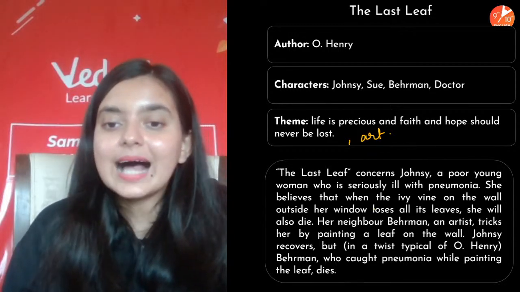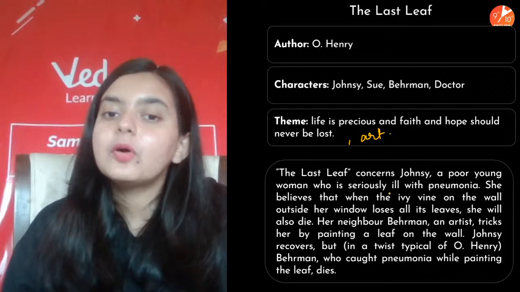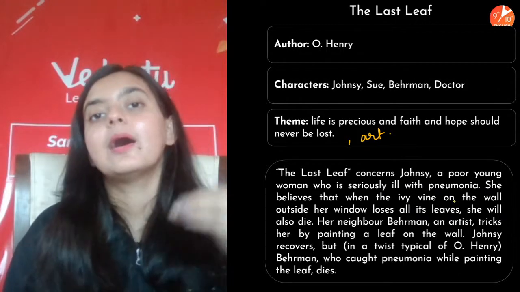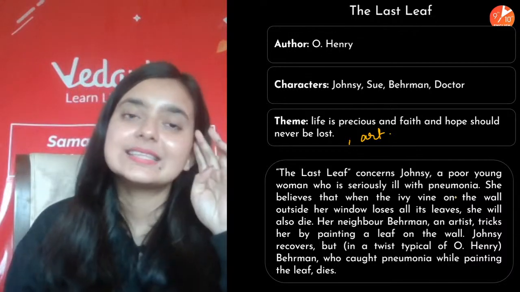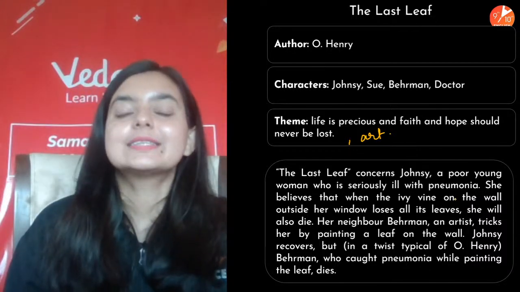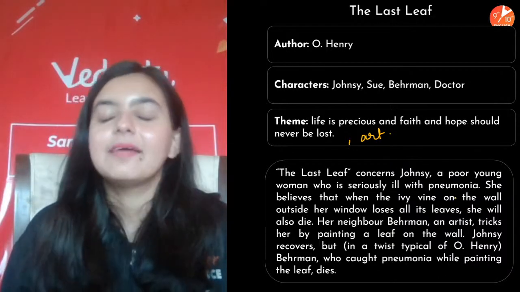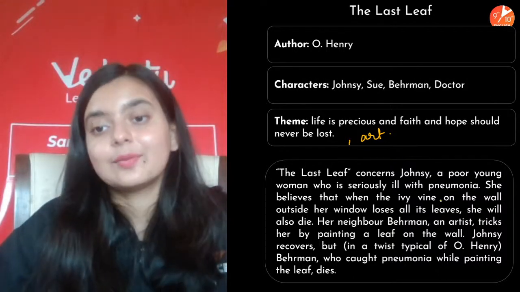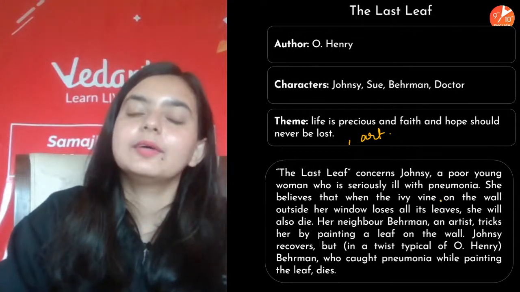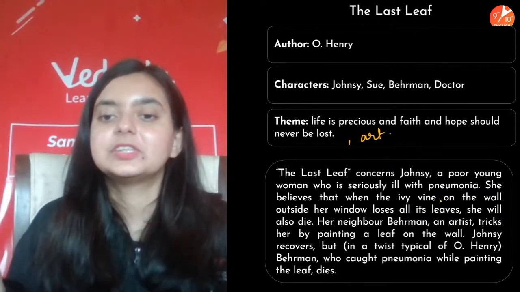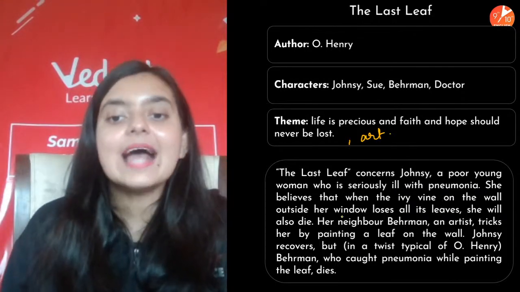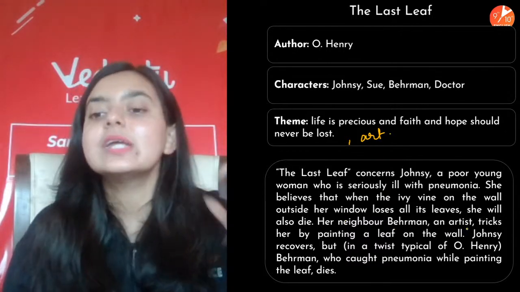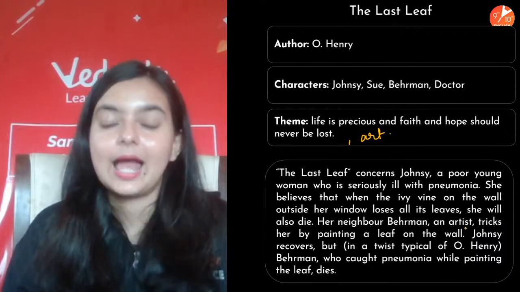The Last Leaf concerns Johnsy, a poor young woman who is seriously ill with pneumonia, and she also gives up her will to live, and she has a strange feeling. She is so obsessed with the idea of death that she has this strange idea that when the ivy leaves on the wall outside the window lose all their leaves, she will also lose her life. And it was Berman, her neighbor, who was an artist, who had this dream of painting his masterpiece. What did he do?